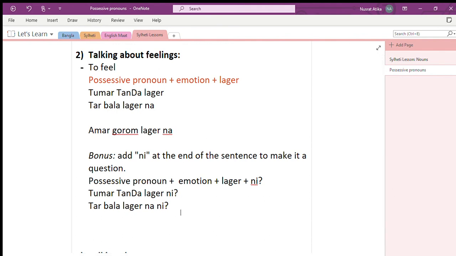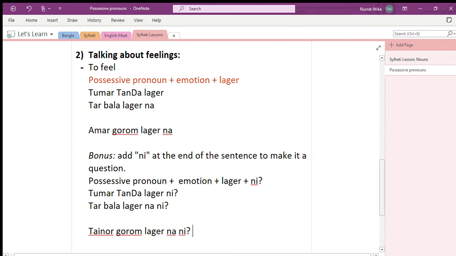So let's say something else similar to this. Tainor gorom lager na. He or she is not feeling hot. Ni. Is he or she not feeling hot? I hope that makes sense.